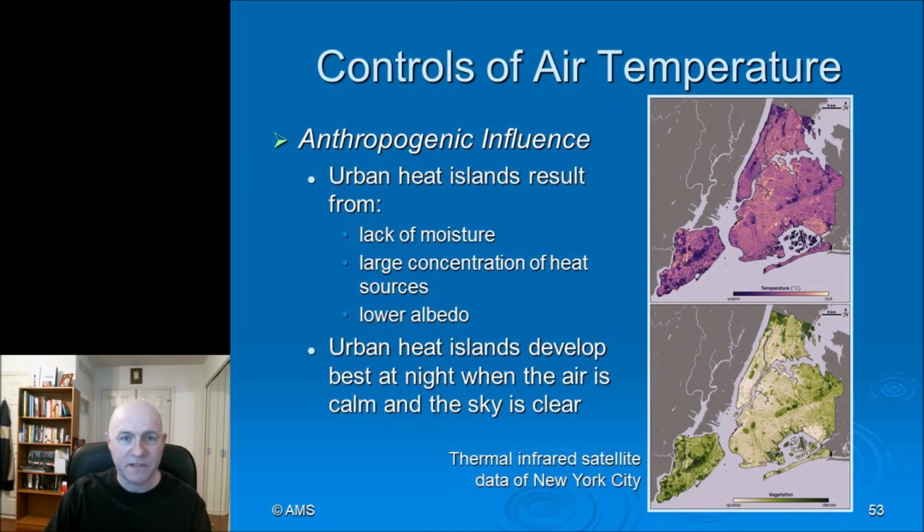This is a map of New York in the thermal infrared. Just kind of shows you that idea. The urban heat islands result from a lack of moisture, lots of hot surfaces, lower albedo. And think about pavement. Pavement is black. It gets hot. And the biggest impact of these is when it's nighttime, the air is clear, and there's not much wind. Sky is clear and there's not much wind.